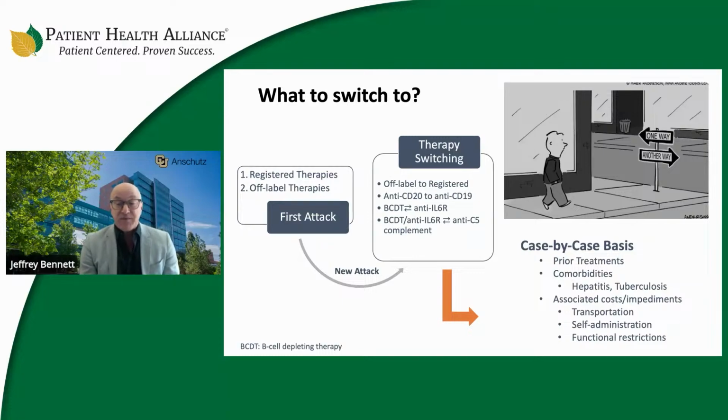that might preclude treatment with certain entities, such as hepatitis infection, tuberculosis infection, or hepatitis requiring co-treatment for viral mitigation with treatment with anti-interleukin-6 receptor blockade or B-cell depleting therapy, and consideration of associated costs through pharmacy or medical coinsurance, transportation, self-administration abilities, and functional restrictions.